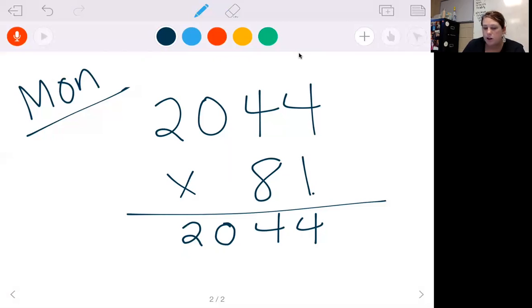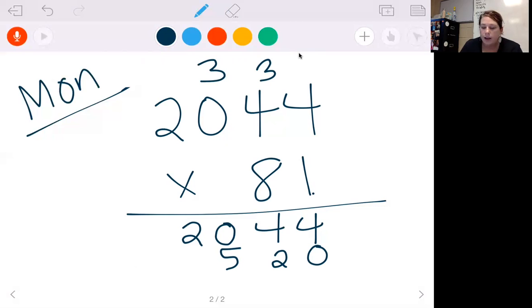8 times 4 is 32, so I'm going to put my 2 and carry my 3. 8 times 4 is 32, plus 3 is 35. I'm going to put my 5 and carry my 3. 8 times 0 is 0, plus the 3 I carried is 3, and 8 times 2 is 16.